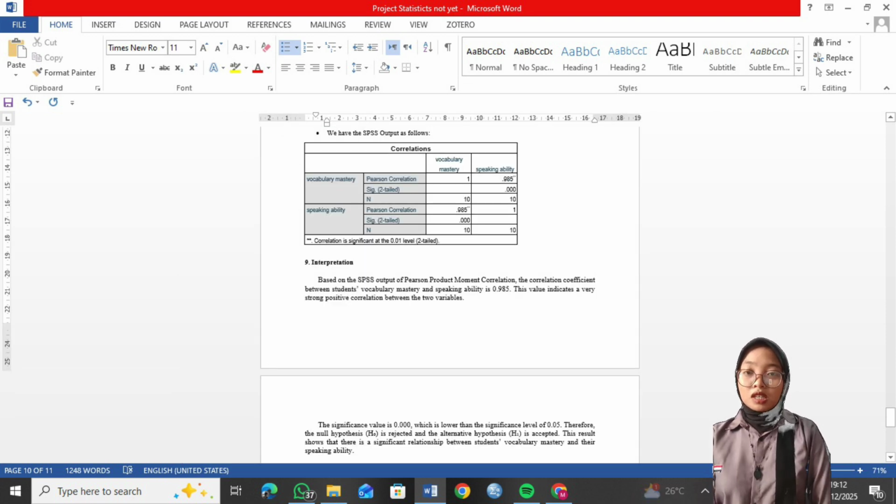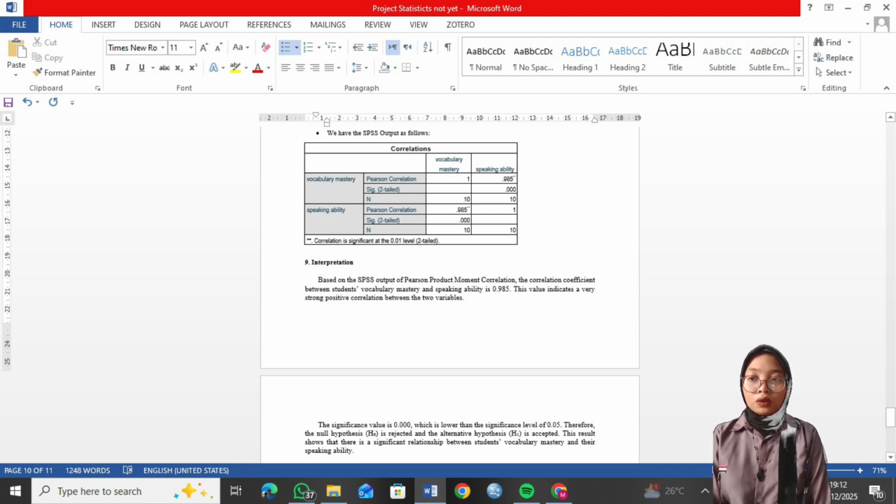Now, the interpretation in correlation research. Based on the SPSS output of Pearson product-moment correlation, the correlation coefficient between student vocabulary mastery and speaking ability is 0.985. This value indicates a very strong positive correlation between the two variables.